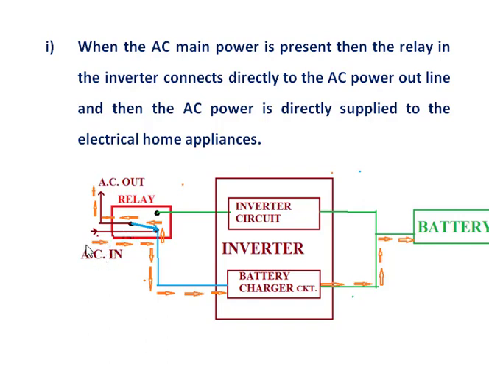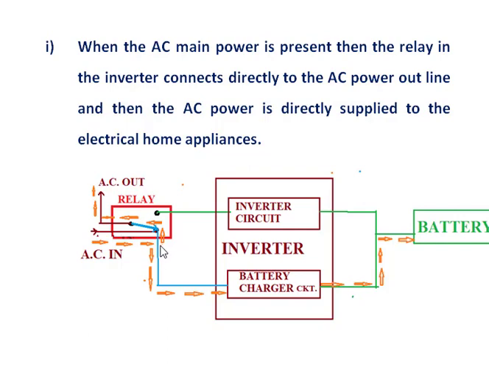The main AC line is also connected to the relay. The relay consists of an electromagnetic coil. When we pass current through the electromagnetic coil, it is magnetized, so it attracts this lever, and the lever connects to this pole, this point. So the AC main power goes through these lines, through the AC outline. This AC outline is directly connected to home appliances like bulbs, TV, fridge, etc.